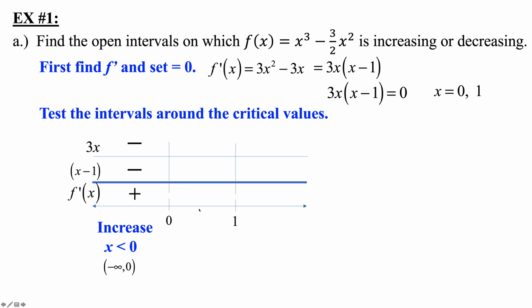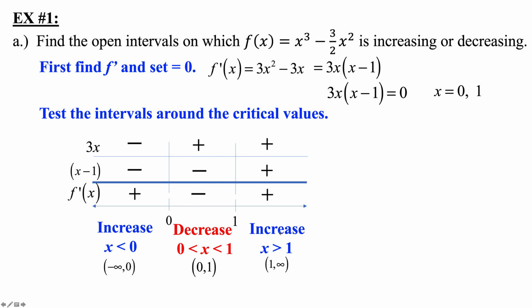We pick a number between 0 and 1, say a half. Well, that's positive, so 3 times a positive is positive. But a half minus 1, that's still negative. And a positive times a negative is a negative. So that means between 0 and 1, your original graph is decreasing. And then over here to the right of 1, pick maybe a 2 or a 3. That's a positive times 3, that's positive. 2 minus 1, that's positive. Positive times a positive is a positive. So this open interval, if you will, 1 to infinity, is increasing.